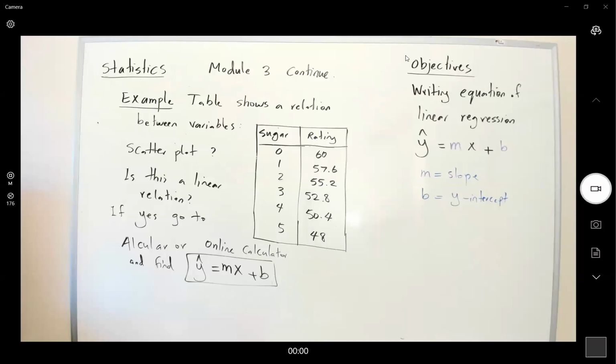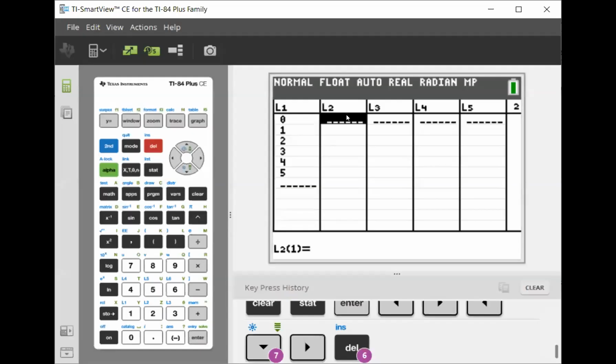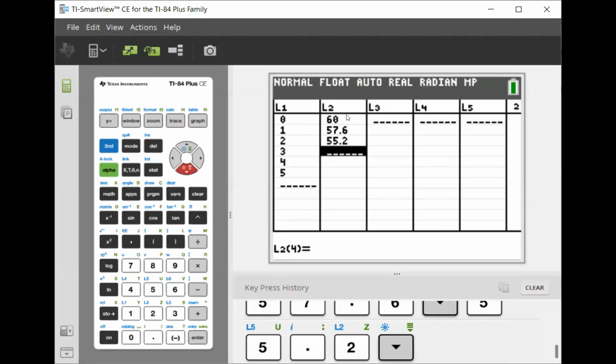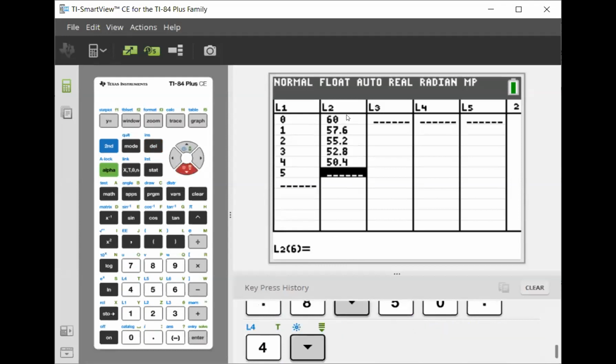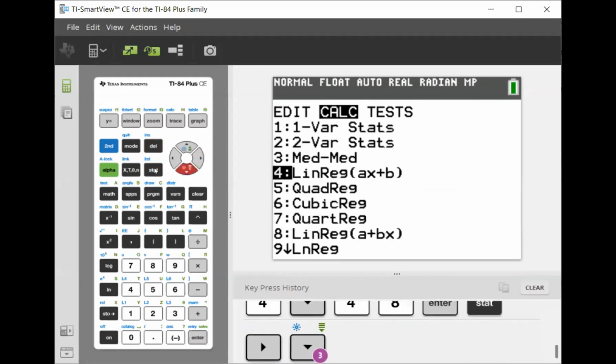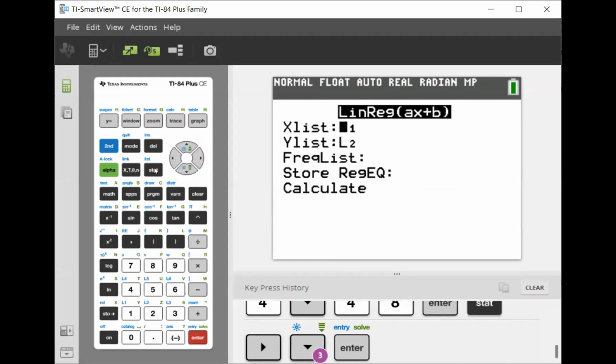So we have to change the second column. So the first rating was 60, then you have 57.6, then you have 55.2, then you have 52.8, then you have 50.4, then your last rating is 48. Excellent. So now we go to stat, we go to calc, we go to linear regression, enter. This is L1, this is my X value. I wrote down all X values on L1. I wrote down all Y values in L2, so I'm good here. Now I have to go to calculate.